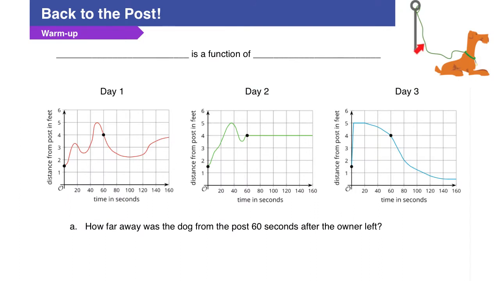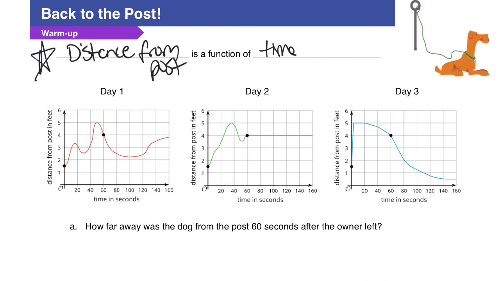First, we're back to the problem with the dog on his leash, which is attached to the post. We have three graphs of day 1, day 2, and day 3. And this is just a reminder of how we write about functions. You're going to have to write this down. It is not in your book. But in this case, we're going to be seeing that the distance from the post is a function of the time in seconds.